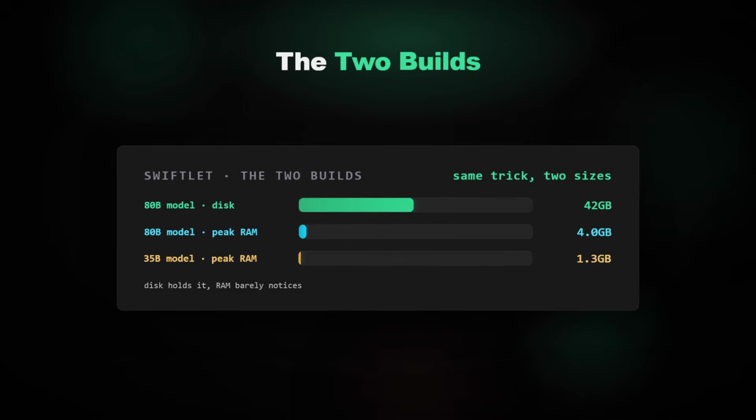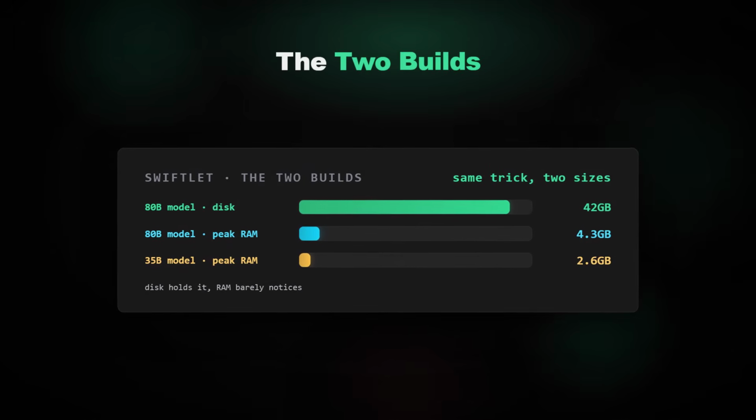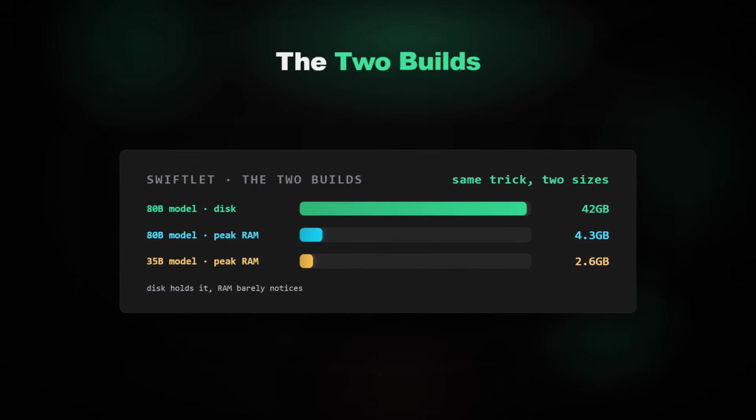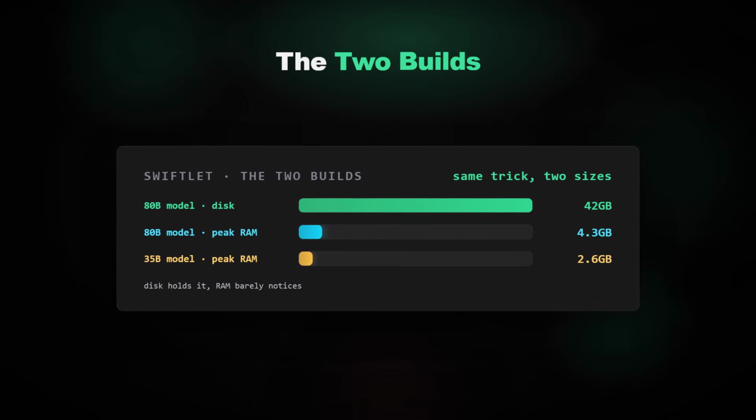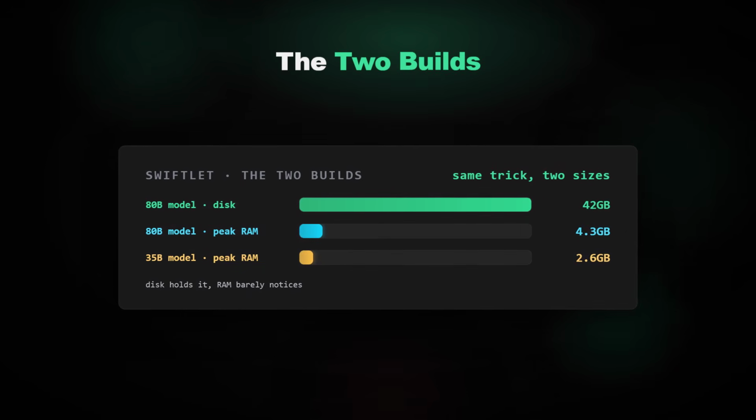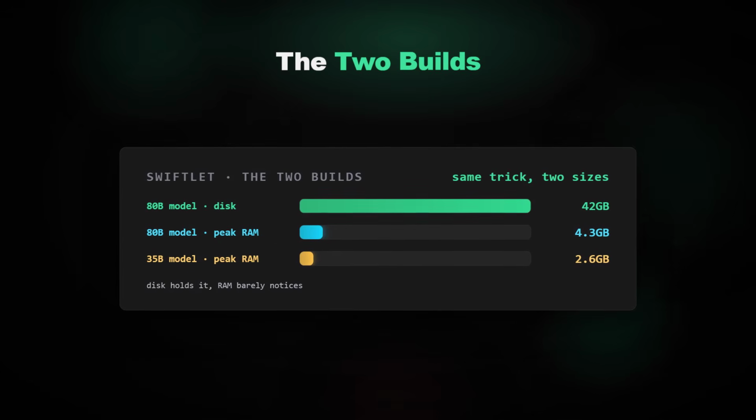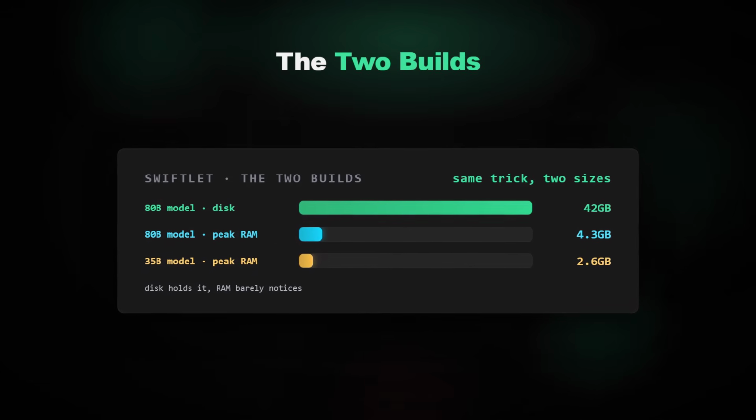Line them up. The 80 billion model needs 42 gigabytes of disk space, but only 4.3 gigabytes of RAM. The smaller 35 billion build needs even less, 2.6 gigabytes. Disk holds the weight. RAM barely notices.